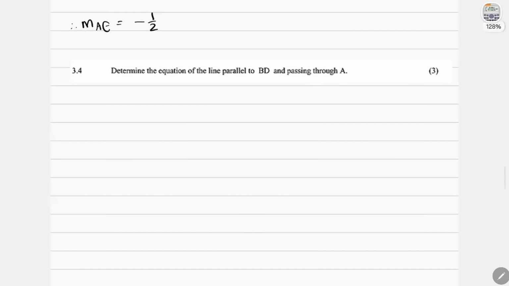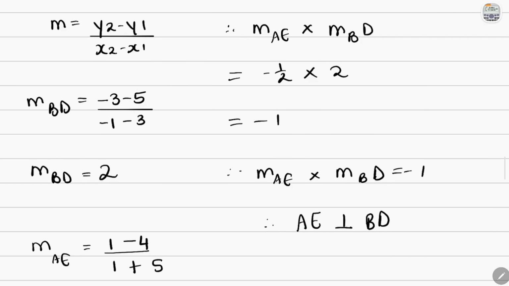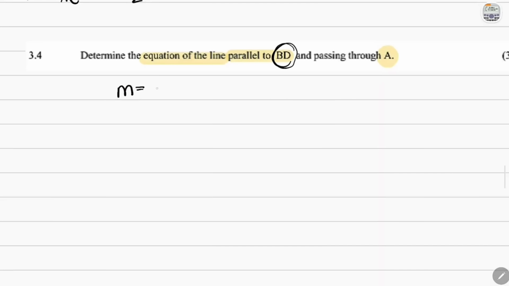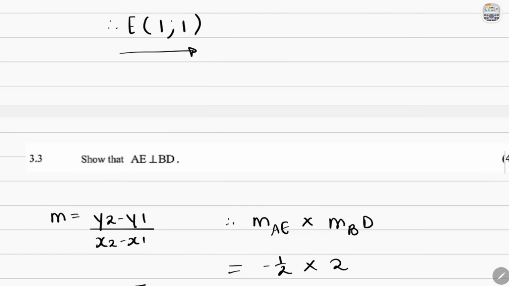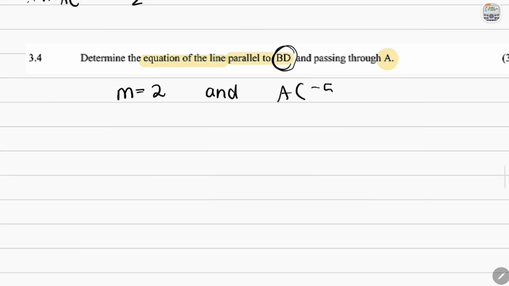Question 3.4 says, determine the equation of the line which is parallel to BD and passes through A. So what do you know about parallel lines? If lines are parallel, it means their gradients are the same. So this line we are referring to, its gradient would be whatever the gradient of BD is, since it is parallel to BD. We just found the gradient of BD, it is 2. So this gradient is 2. Now we know that it passes through A, and we have the coordinates of A. A is (-5; 4). So we can find the equation of this line.